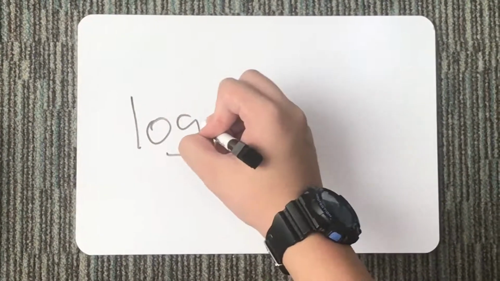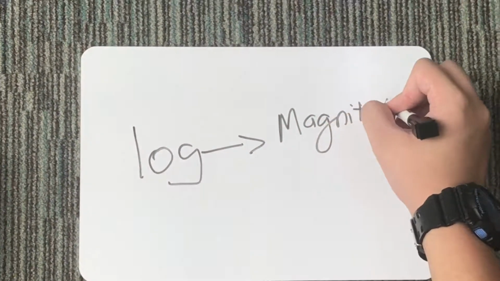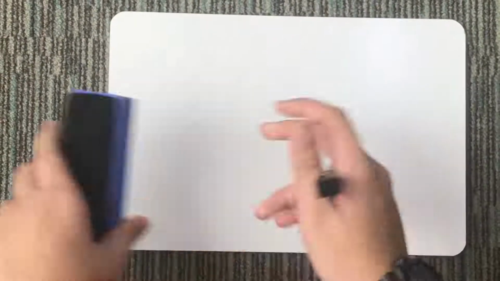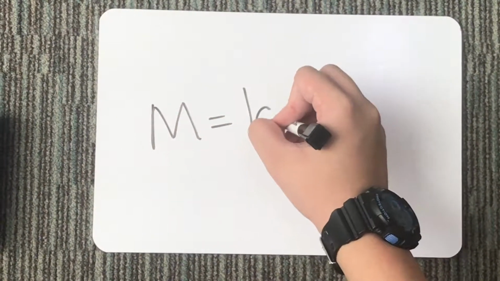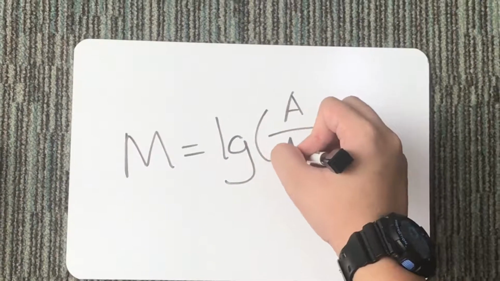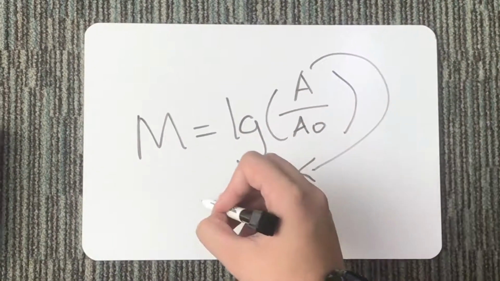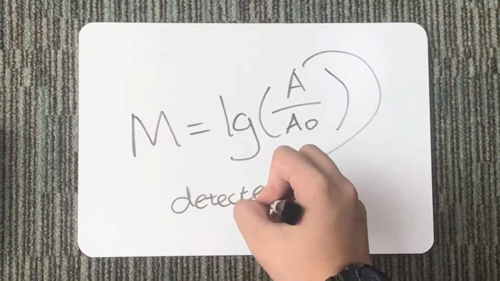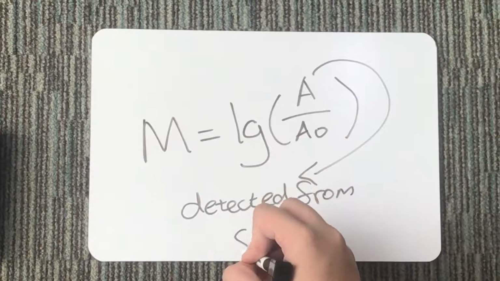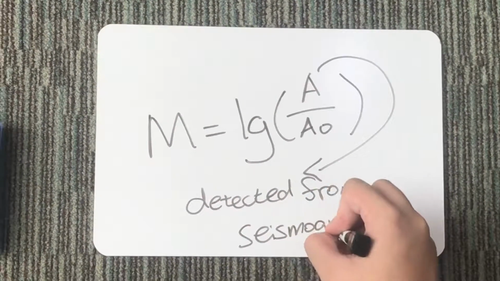Using logarithms, one can determine the magnitude M of an earthquake on the Richter scale using the formula M equals log base 10 of A over A₀, where A is the measure of the amplitude from the seismograph divided by the smallest amplitude possible, taken to the common logarithm of base 10.